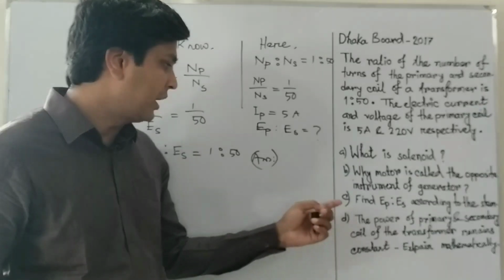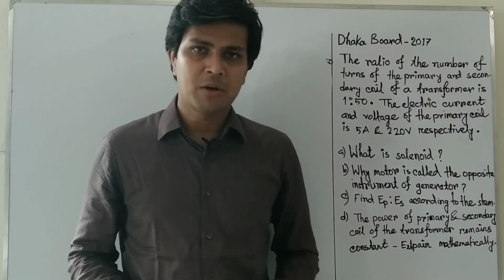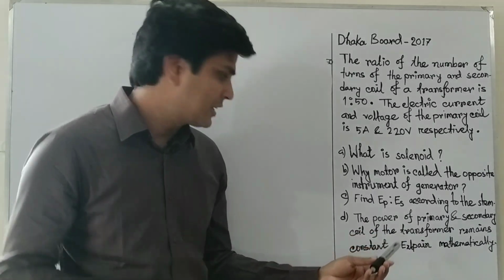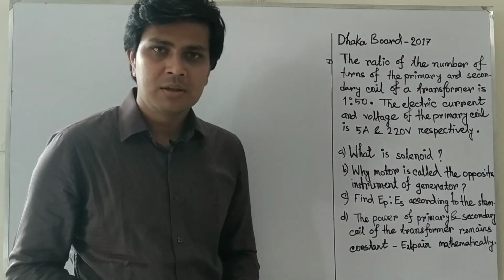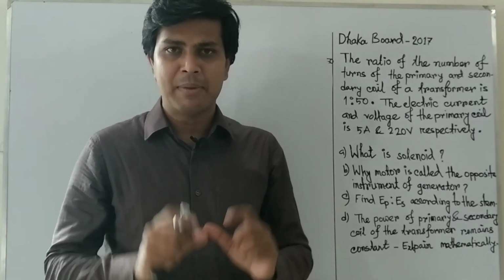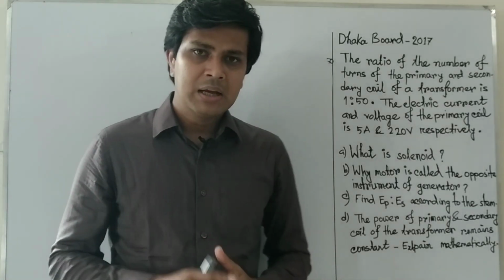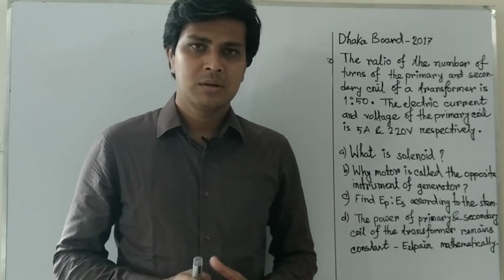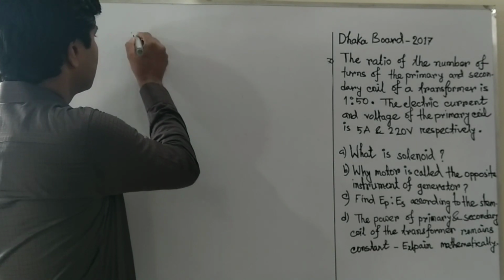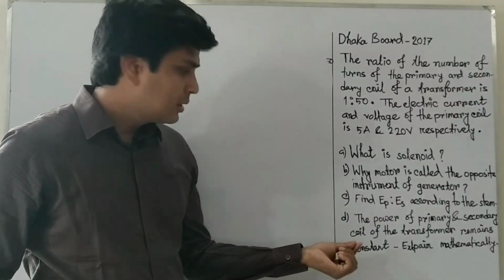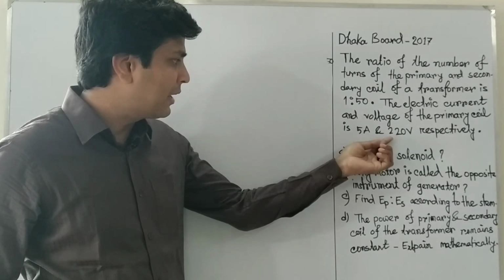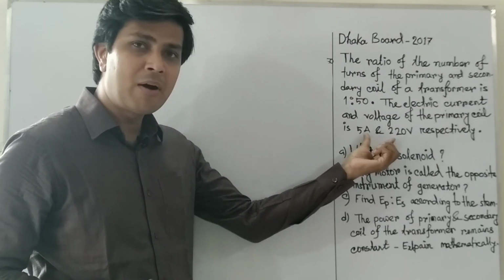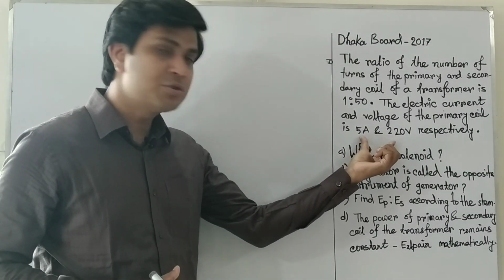Now question number D. Look at the question. The question is the power of the primary and secondary coil of a transformer remains constant. That means we have to calculate the power of the primary coil and the secondary coil, and the power of the primary coil and secondary coil will be equal. Let us solve the math. Here the voltage of the primary coil and current of the primary coil are given, and we can calculate the power of the primary coil by using those two quantities.